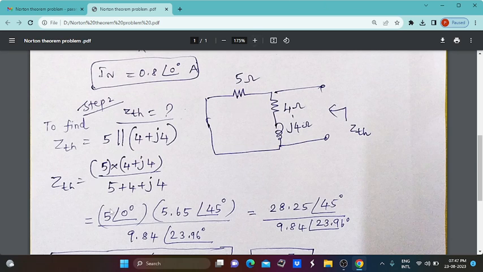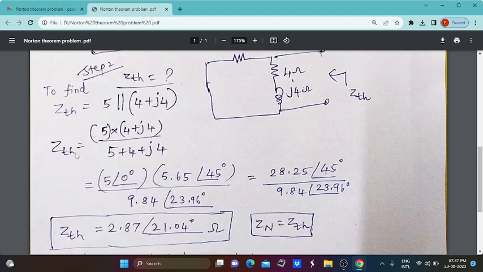So 5 into (4 plus j4) divided by 5 plus 4 plus j4. That means the parallel value can be determined with the help of R1 into R2 divided by R1 plus R2. The same formula can be applied here, and we can find the ZTH value.